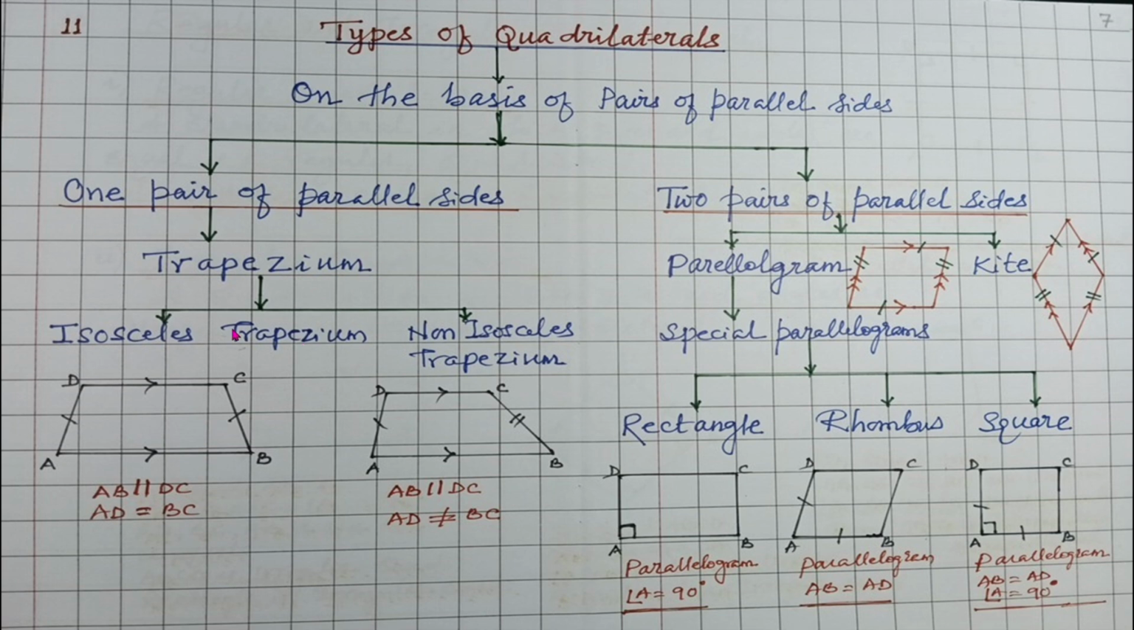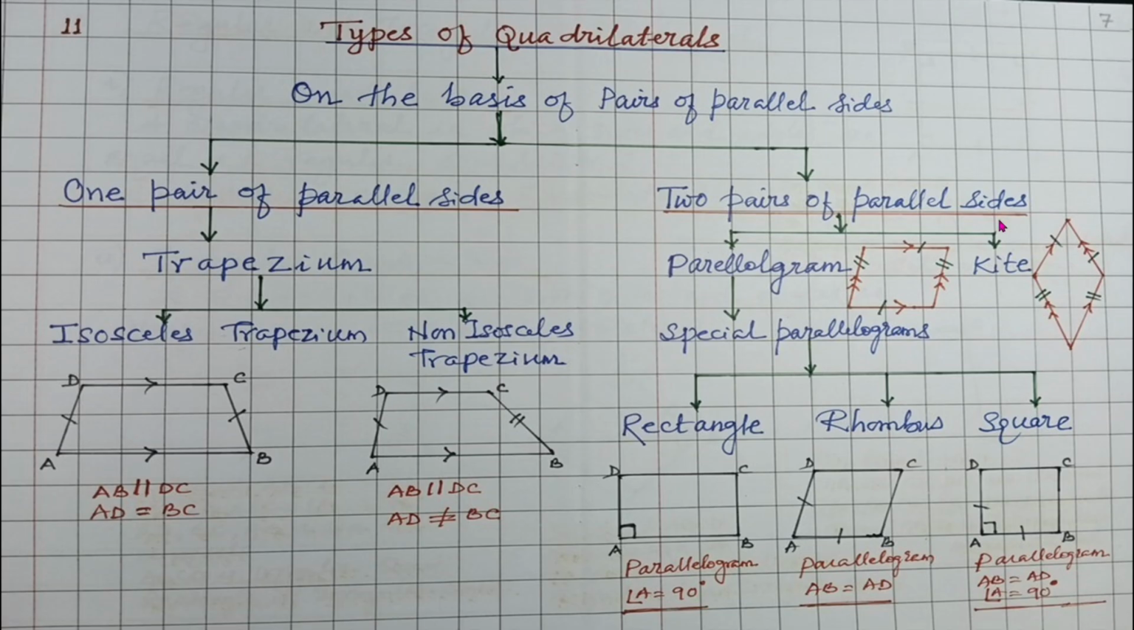And again in a trapezium we have two types of trapeziums, that is isosceles trapezium and non-isosceles trapezium. In an isosceles trapezium, not only is one pair of opposite sides parallel, the non-parallel sides are equal. That is AB is parallel to DC and AD is equal to BC. In a non-isosceles trapezium, one pair of opposite sides are parallel and the non-parallel sides are unequal. That is AD is not equal to BC. Therefore if one pair of parallel sides exist in a quadrilateral, we have a trapezium, which is of two types, that is isosceles and non-isosceles trapezium.